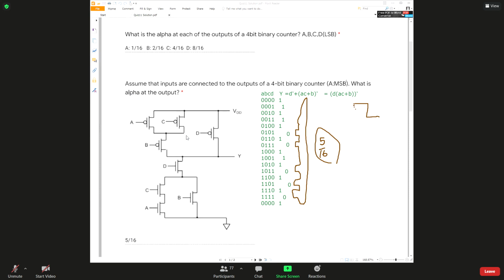Okay, so for the question up there, what does it mean by LSB? Like I know something about most significant bit, least significant bit. So that means D is the least significant bit, right? Yeah. Okay, cool.